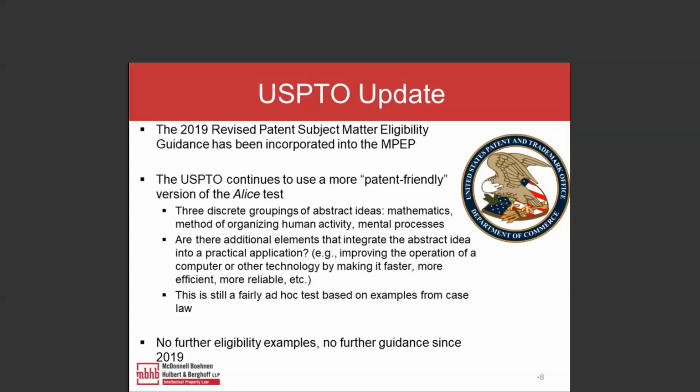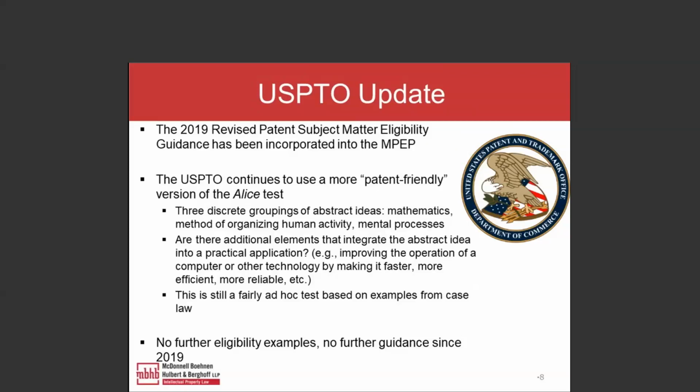So in particular, this allowed for 3 discrete groupings of abstract ideas: mathematics, methods of organizing human activity, and mental processes. And then I mentioned earlier that there is this 4th step in the test that I didn't show in the previous flow chart. And the 4th step was to consider whether there's any additional elements that integrate the abstract idea into a practical application. And practical applications of abstract ideas might be improving the operation of a computer or other technology, making it faster, better, and so on.